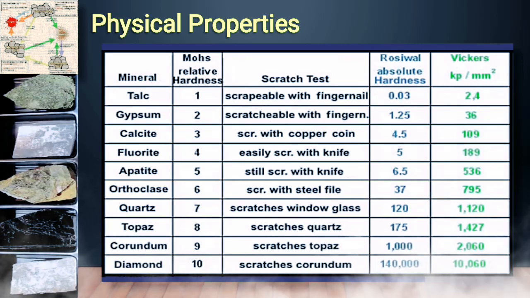So based on the given table, we have the following minerals. Talc, being the softest, has a Mohs relative hardness of 1, followed by gypsum, calcite, fluorite, apatite, orthoclase, quartz, topaz, corundum, and diamond, being the hardest, which has a Mohs hardness of 10. And the same thing with the other hardness tests, which are the residual absolute hardness and the Baker's hardness test, which measure the hardness of a mineral.